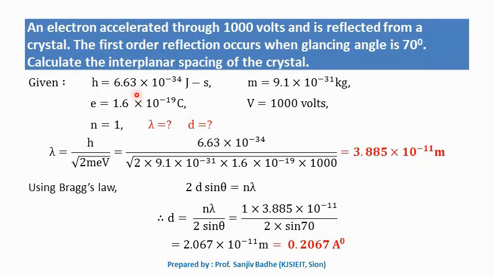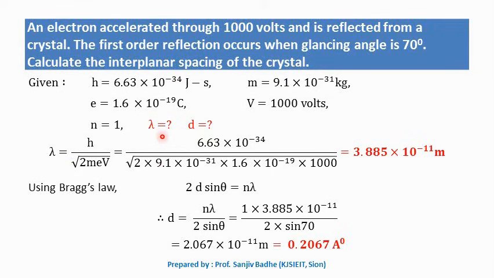Here Planck's constant we know, 6.63 into 10 raised to minus 34 joule second. Mass of the electron we know, 9.1 into 10 raised to minus 31 kg. Charge on the electron 1.6 into 10 raised to minus 19 coulomb. The potential difference used to accelerate the electron is given as 1000 volts. For first order reflection n is equal to 1. We are asked to find the interplanar spacing of the crystal. Wavelength is not asked actually, but we will need that wavelength for calculating the interplanar spacing.